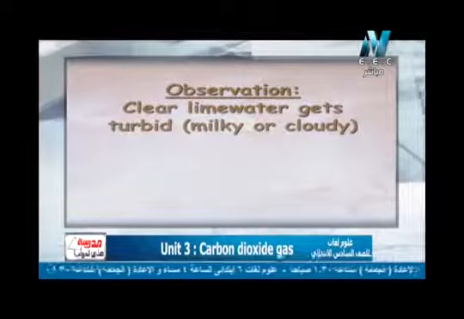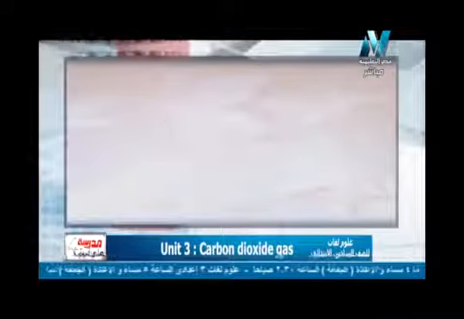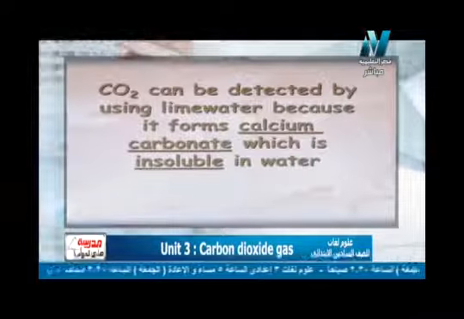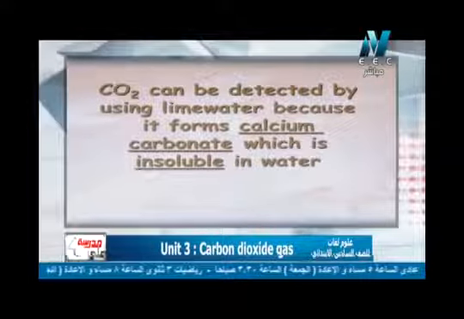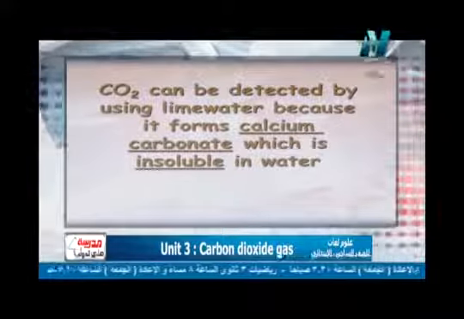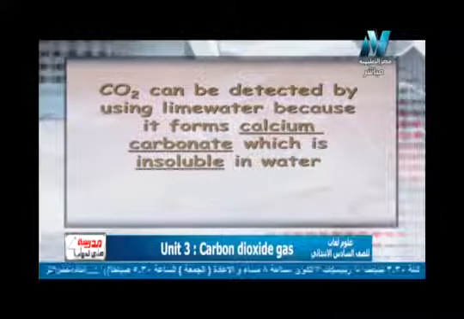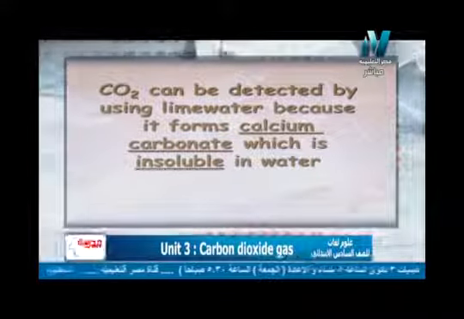Why? Because lime water changes milky or cloudy due to the passage of carbon dioxide gas. Why does the lime water become cloudy? Because carbon dioxide gas passes through it and forms a substance called calcium carbonate, which is insoluble in water. So again I have a conclusion now. Why did the lime water turn cloudy? Because carbon dioxide gas can be detected by using lime water because it forms calcium carbonate which is insoluble in water.